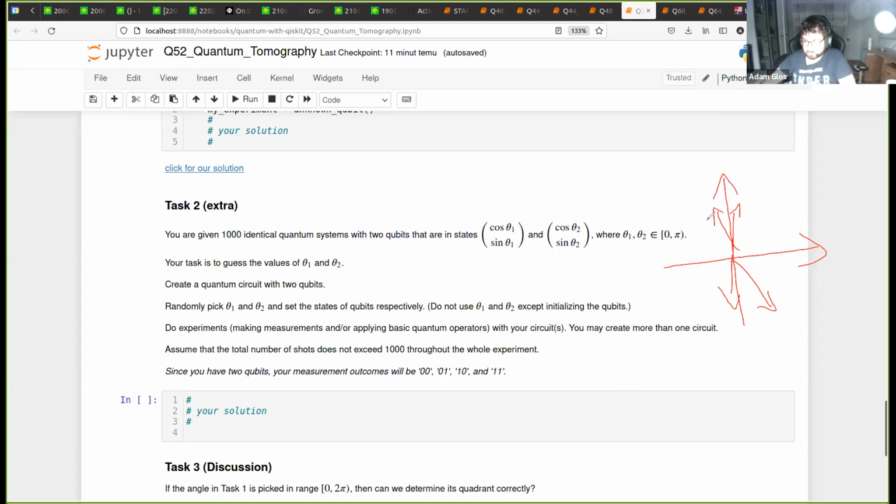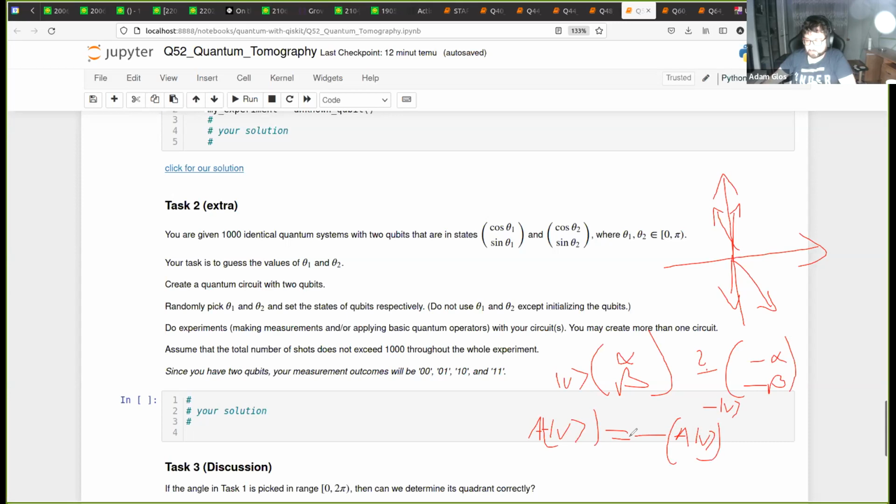So note that the difference between this one and this one is in the sign. It means that you have alpha, beta. Right now they can be positive, negative. And minus alpha, minus beta. So it is like ket v and minus ket v. What will happen if we apply some quantum gate on it? Then it will be just like for the first one, and this minus will just pass through it.